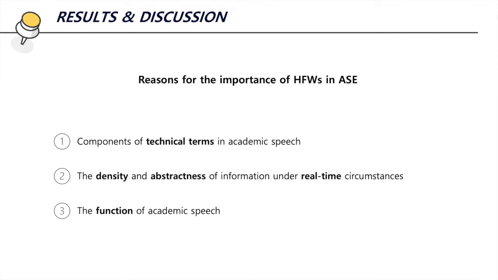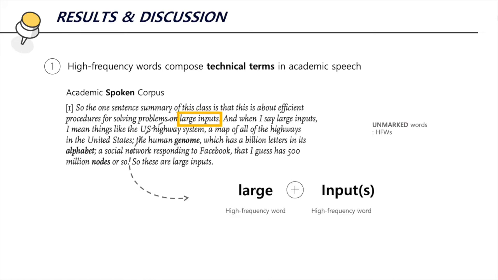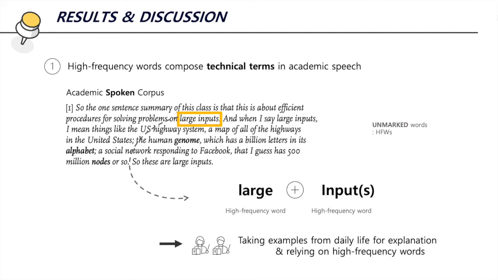There are some reasons for the important role of high-frequency words in academic spoken English, and let's take a closer look at these reasons one by one. First, technical concepts in academic spoken English are usually made up of high-frequency words. For example, the term large input consists of 2 high-frequency words, large and input. Teachers tend to take examples from daily life for explanation, and this leads them to mainly use high-frequency words.